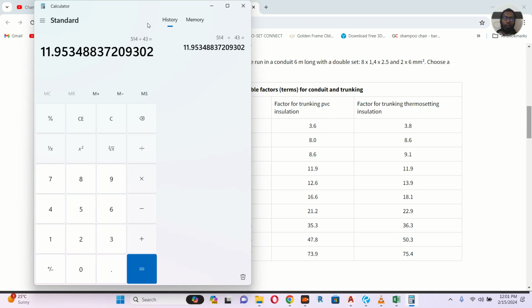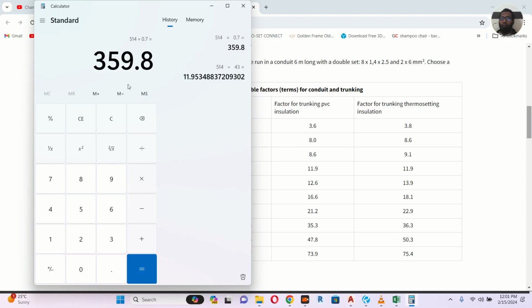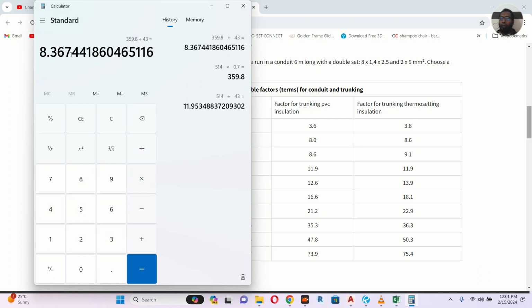So I have to multiply the 514 by 0.7. Multiplying by 0.7 means 70%, so 30% remains as spare. We have to keep some space. So it will be 359. Divided by 43, that means I can run 8 wires.